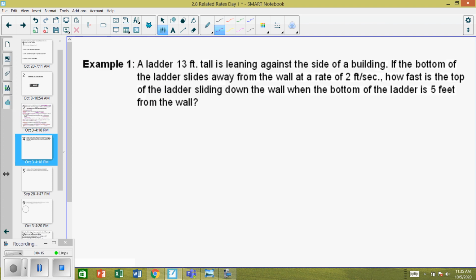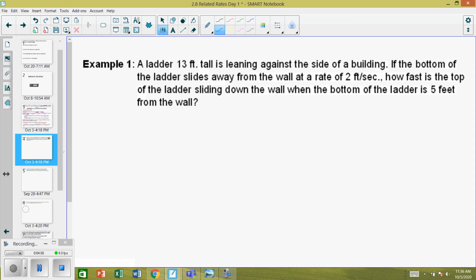All right, this is a very common problem that you'll see with related rates. I see this problem show up all the time. It says a ladder 13 feet tall is leaning against the side of a building. If the bottom of the ladder slides away from the wall at a rate of 2 feet per second, how fast is the top of the ladder sliding down the wall when the bottom of the ladder is 5 feet from the wall? Okay, usually in class, I'd have something leaning up against the wall. I think I usually take a broom or something, and I kick out the bottom from beneath it. So I want you to try to picture that right now.